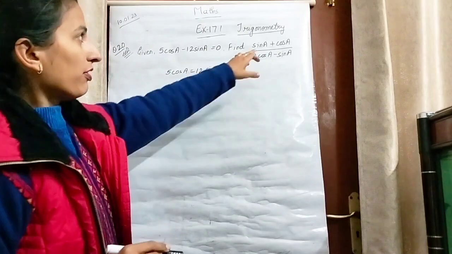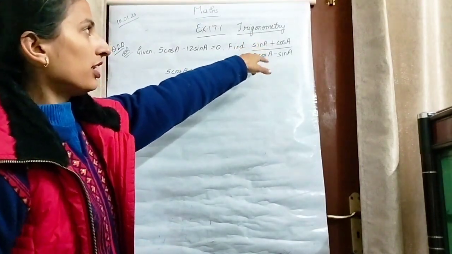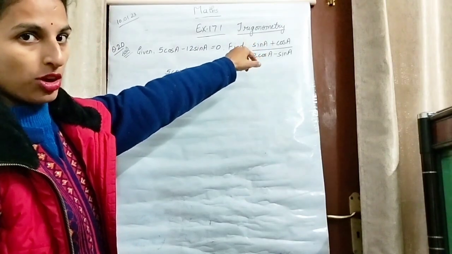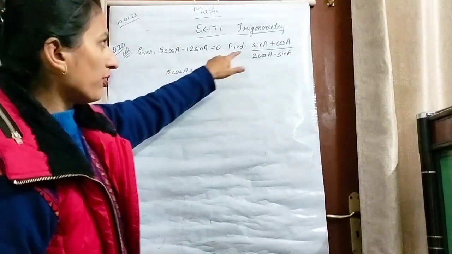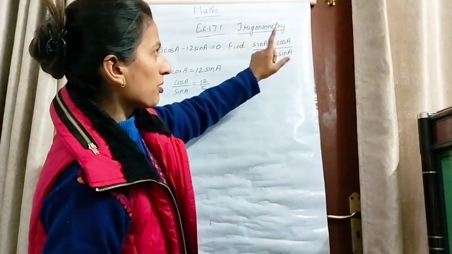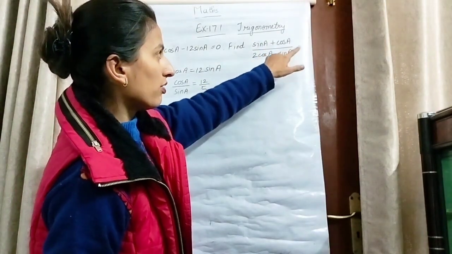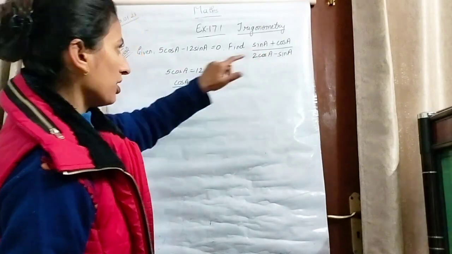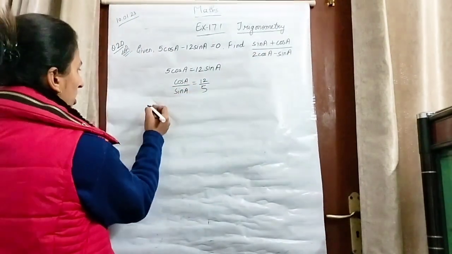And in the given expression, if we divide by sin A in each numerator and denominator, we will have this type of expression. If we divide by sin A in the numerator, sin A upon sin A becomes 1, cos A upon sin A stays cos A upon sin A. So in case of cos A upon sin A, we will put this value.